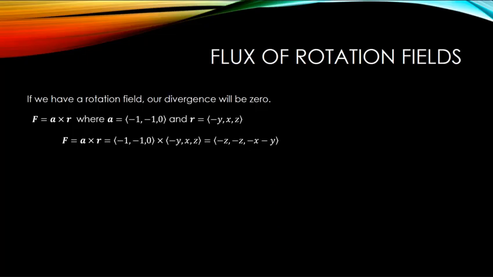-x minus y. When I take del dotted with F, I get the partial with respect to x of -z, plus the partial with respect to y of -z, plus the partial with respect to z of -x minus y. In each case, the terms are 0, and my net flux is 0.